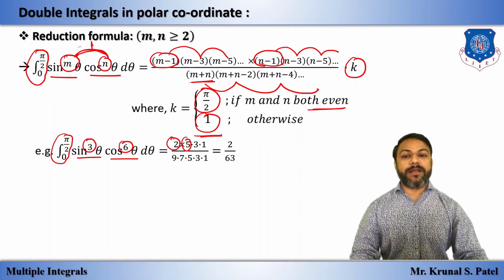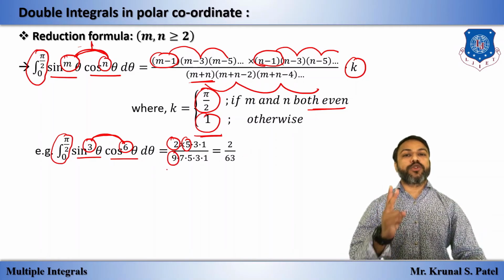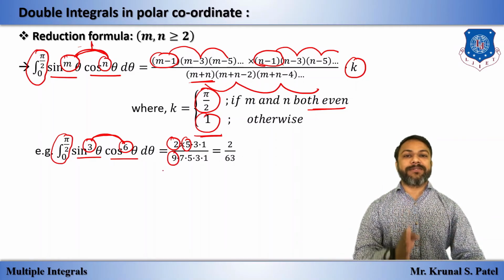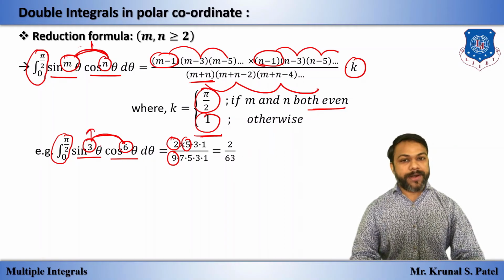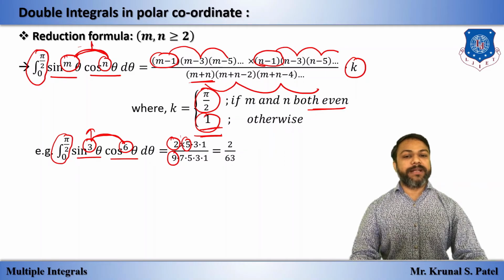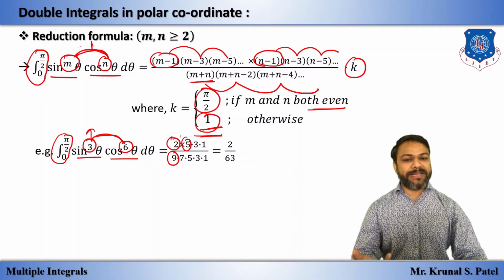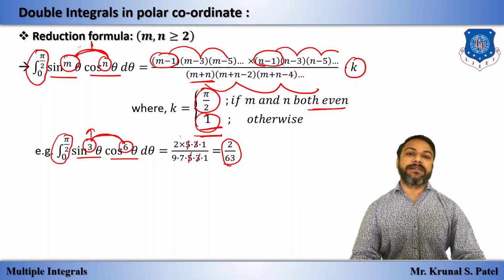Now in the denominator, the addition of these two powers: 3 plus 6 is 9. And subtract 2 each time: 9 minus 2 is 7, 7 minus 2 is 5, 5 minus 2 is 3, 3 minus 2 is 1. Here the sine power 3 is odd, so at the end we will multiply with 1, no pi by 2. By simplifying, 3, 3 cancel out, 5, 5 cancel out. So we have 2 by 63 as our final answer.